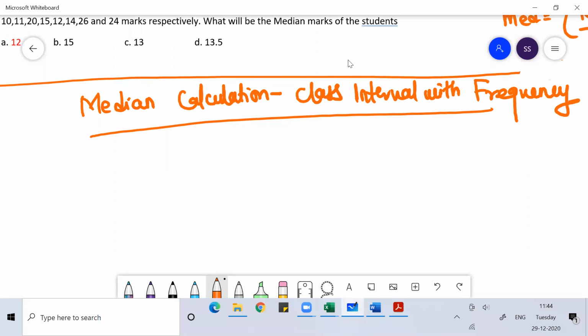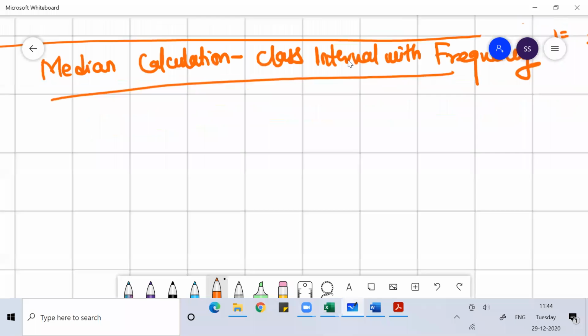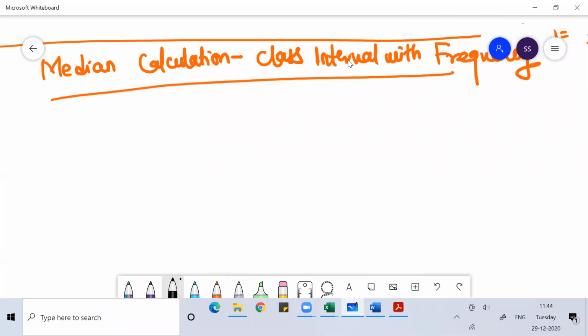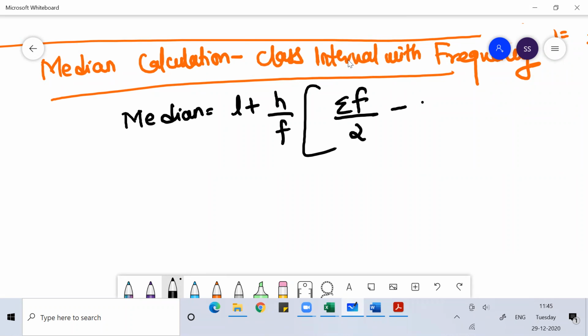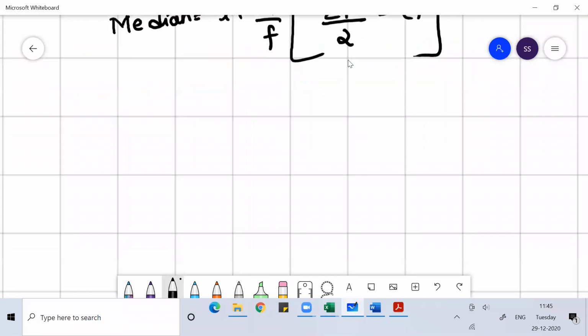Now let's discuss the median problems where we need to solve the question with class interval and frequency. Then we follow the formula: median equals L plus H by F into (sum of F by 2 minus CF). This is the formula we'll use for the median when we have class intervals with frequency. I'll try to make you understand how to use this formula with an example.